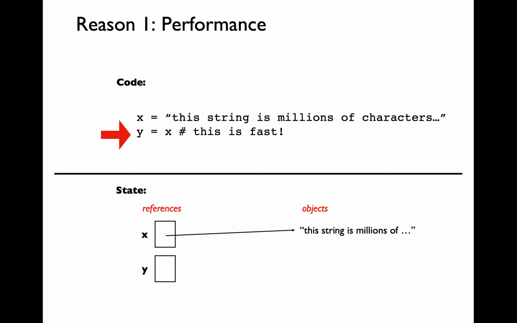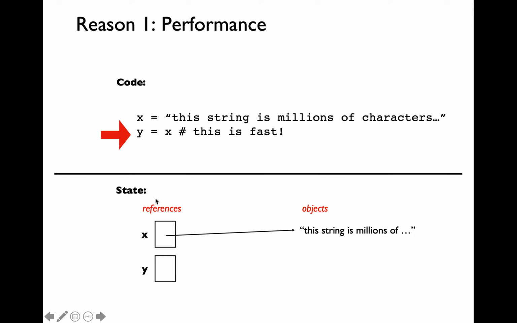We are creating a string object instance which includes millions of characters. Then we are adding a reference to that particular large string object instance into the variable x. Now when we say y equal to x, we are only creating a reference copy and not creating a copy of the object instance itself. So this particular line's execution is going to be very fast.